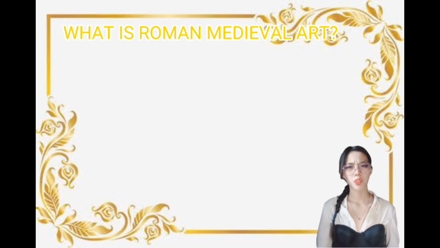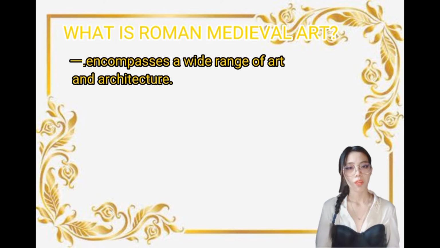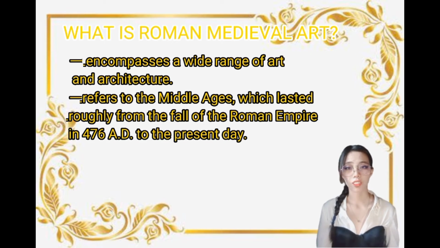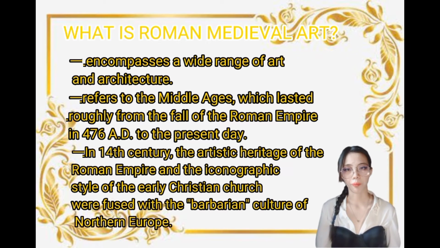So first is, what is Roman medieval art? Medieval art encompasses a wide range of art and architecture. It also referred to the Middle Ages, which lasted roughly from the fall of the Roman Empire in 476 AD to the present day. In the 14th century, during the early stages of the Renaissance, the artistic heritage of the Roman Empire and iconographic style of the early Christian church were fused with the barbarian culture of Northern Europe to produce work during this era.